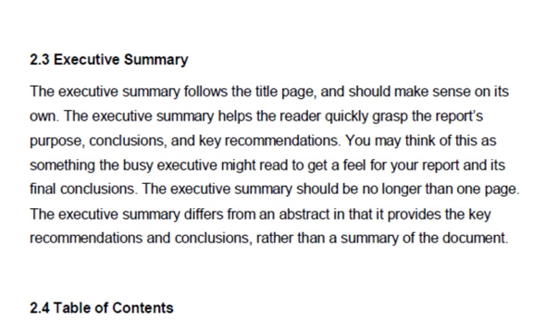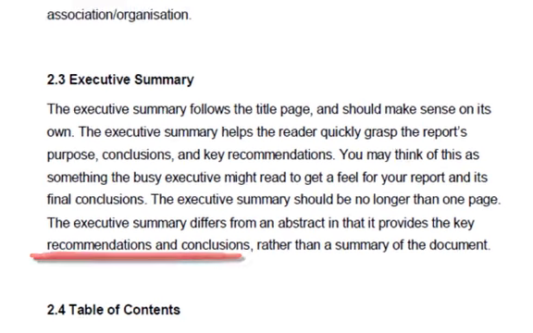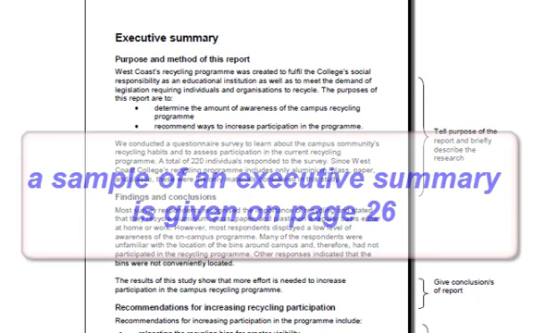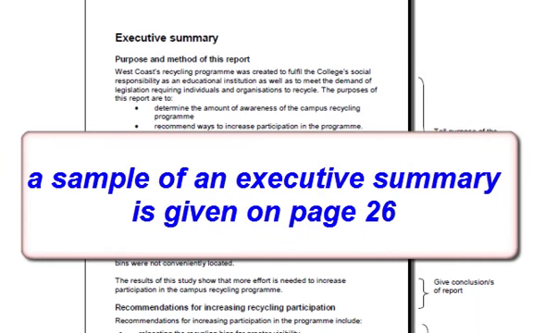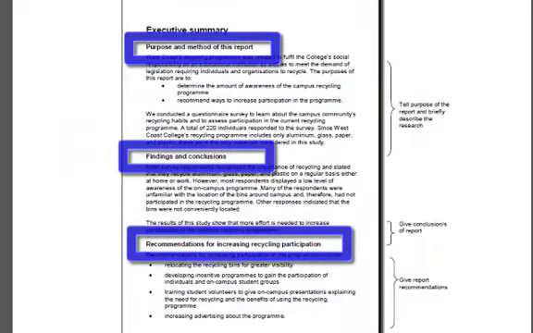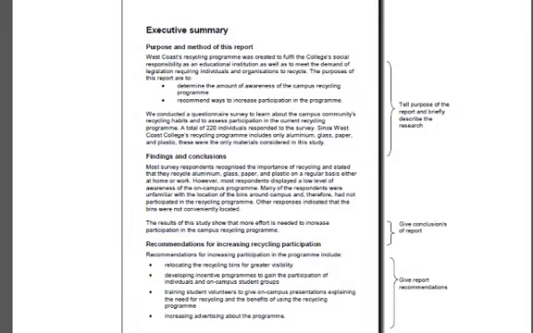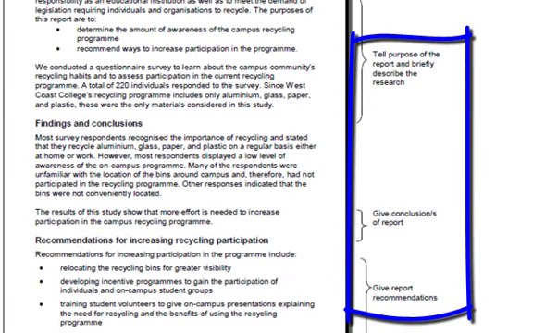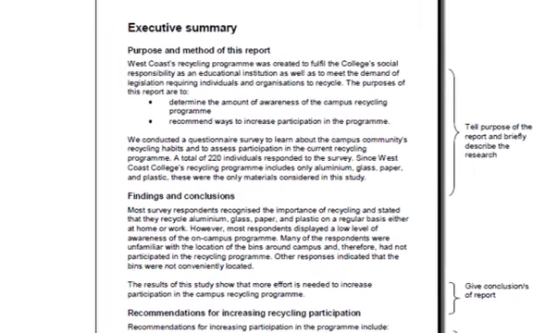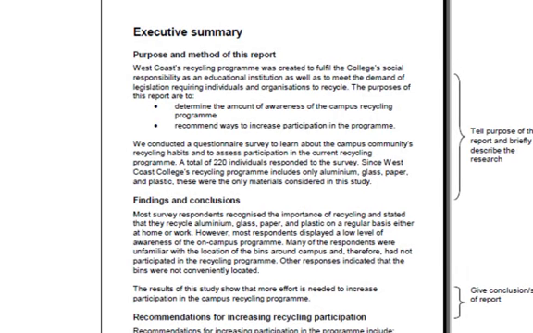It's not the same as an abstract because it provides the key recommendations and conclusions rather than simply a summary. On page 26 of the document, you have a sample executive summary, and you can see the headings: purpose and method of this report, findings and conclusions, recommendations for increasing recycling participation. You can see the notes at the margin. Tell the purpose of the report and briefly describe the research, give the conclusions, and give the recommendations. A busy executive should be able to read this one page and understand the gist of your report.